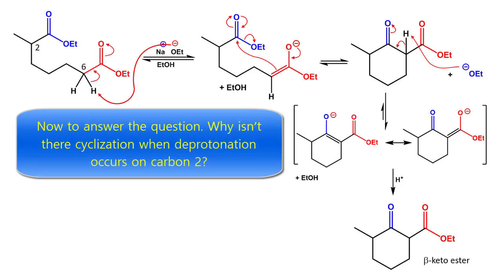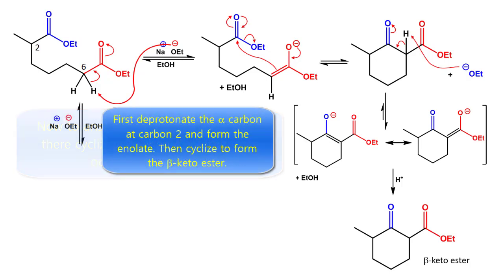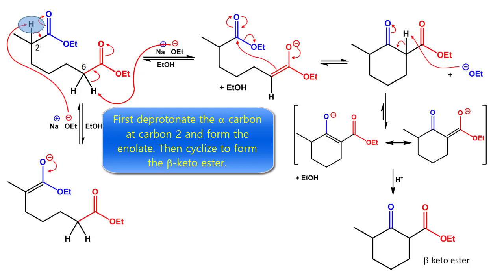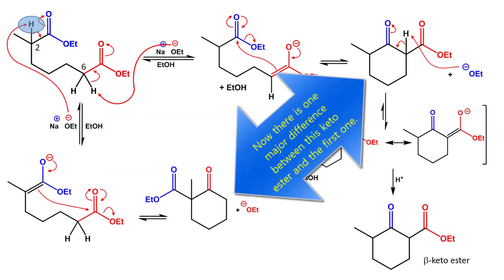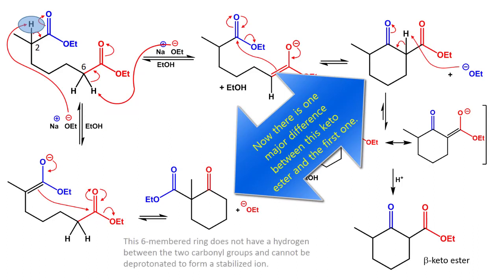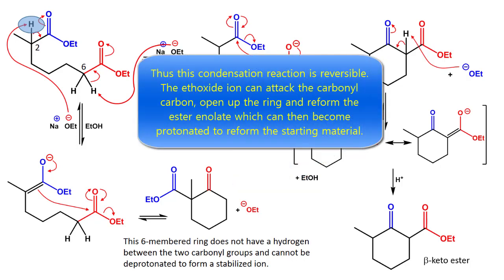Now to answer the question, why isn't there cyclization when deprotonation occurs on carbon 2? First, deprotonate the alpha carbon at carbon 2 to form the enolate, then cyclize to form the beta-keto ester. Now there is one major difference between this keto ester and the first one. This 6-membered ring does not have a hydrogen between the 2 carbonyl groups and cannot be deprotonated to form a stabilized anion. Thus, this condensation reaction is reversible.